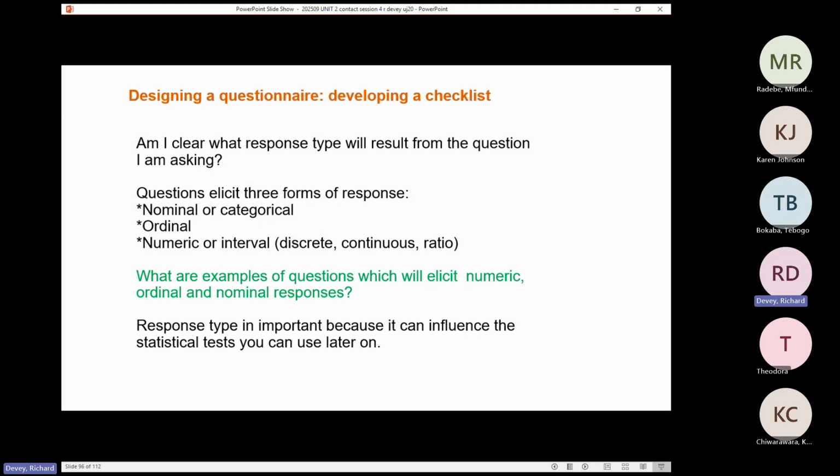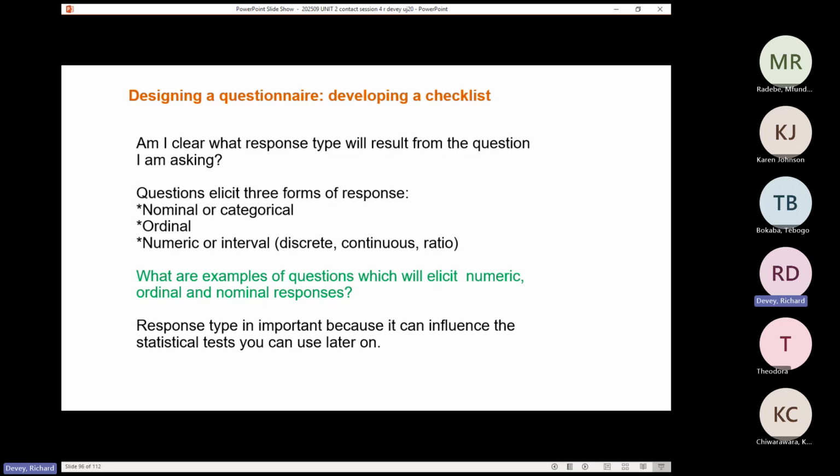The third type of response is a nominal or categorical response, and that's where we ask a question and get an answer, but there's no inherent order to the answer. So if we say, what is your marital status? We could say single, married, widowed, divorced, or we could say divorced, married, single, widowed. There's no necessarily logical order to the responses, and there doesn't need to be.